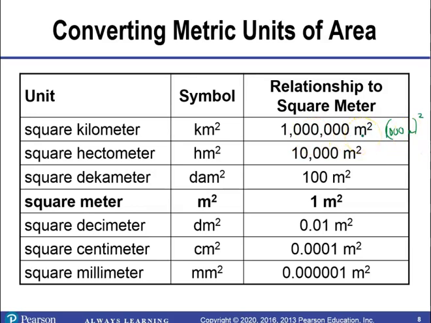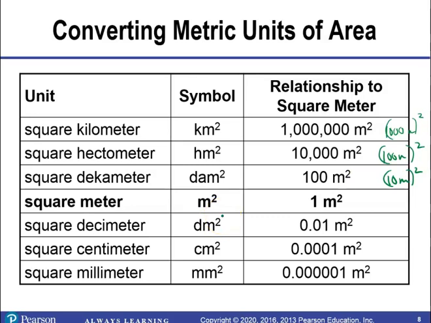A hectometer is 100 meters, right? So if I square that, I need 4 zeros, which would be 10,000 meters squared. A decameter is 10 meters. So 10 meters, again, if I square that, is 100 meters squared. A square meter converted to a square meter is just a square meter.